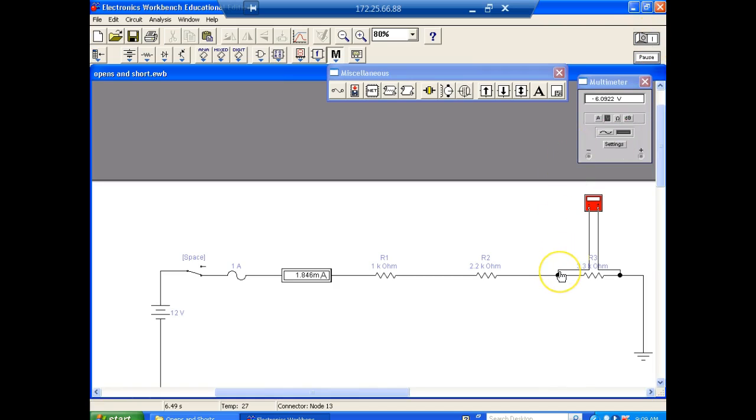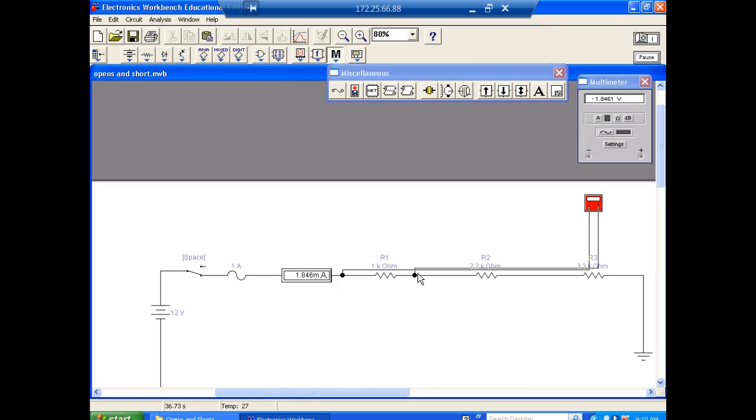Then I'm going to come over here and move my meter lead over here. This guy's going to drop less because it has less resistance. So it's dropping about 4.1 volts. And then I'm going to come over here to 1K. It's going to drop less because it's the smallest resistor. Now, if I was to add all these voltages up, I would get 12 volts.